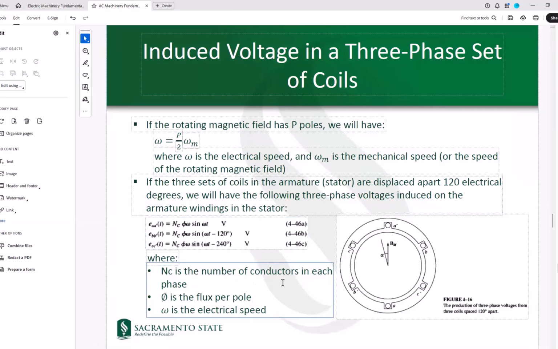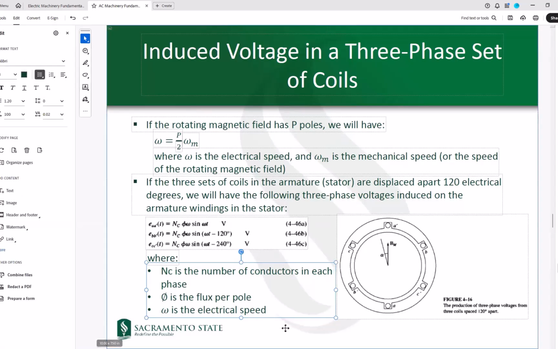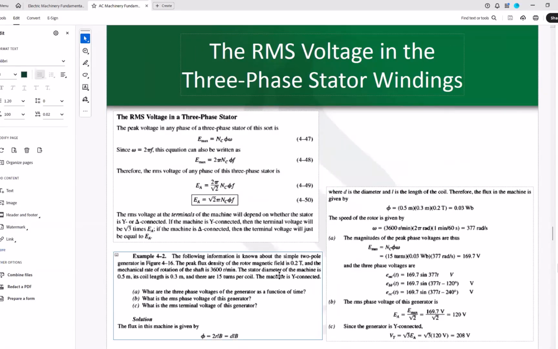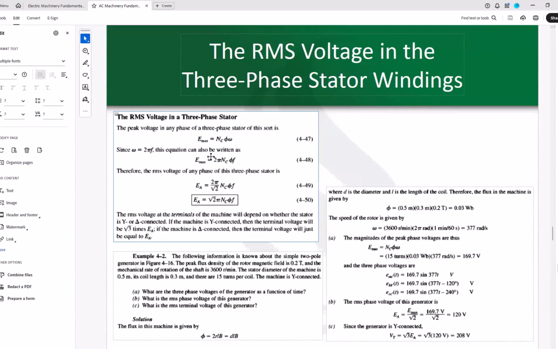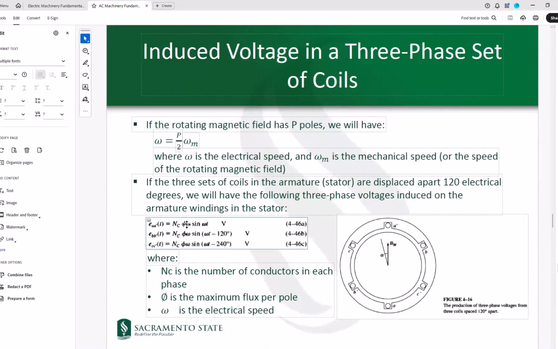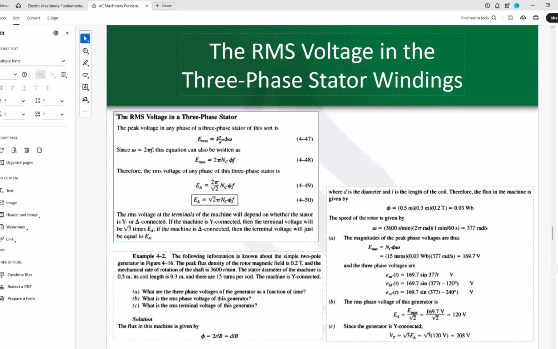In these equations, NC is the number of conductors in each phase, phi is the maximum flux per pole, and omega is the electrical speed. So I would put a maximum here, maximum flux per pole. Okay, now these are time domain sinusoidal waveforms. If you look at them in terms of the RMS voltage that would be induced, the Emax from these equations would be NC phi omega. Also, keeping in mind that omega is 2 pi f, where f is the frequency, this equation would be 2 pi NC phi f, and then dividing Emax by square root of 2 to make the RMS value.